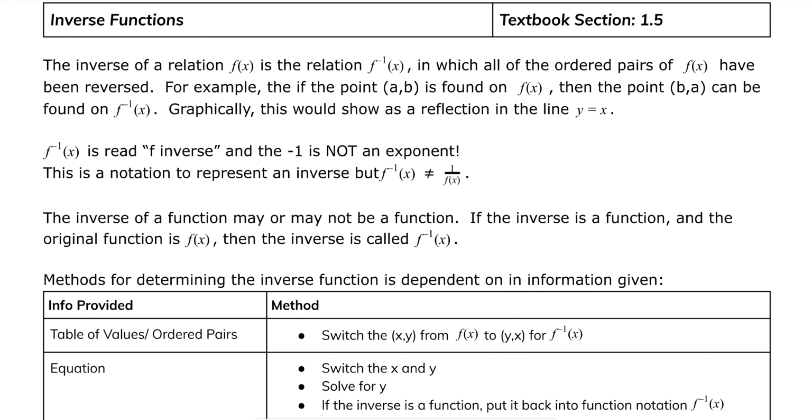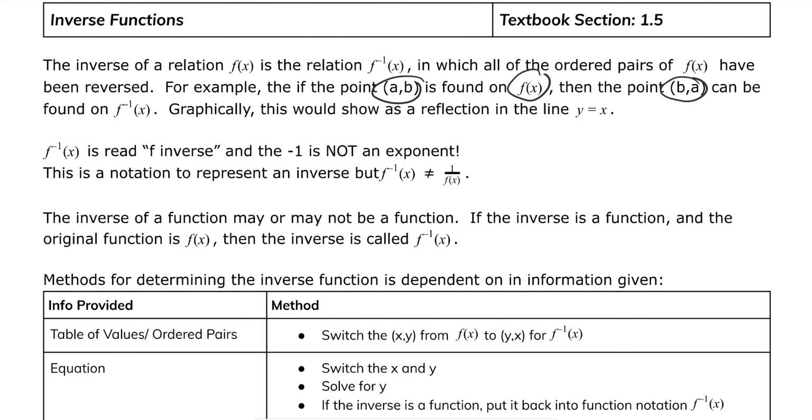Okay, inverse functions. So let's learn about some inverse functions. You can get an inverse of a function by looking at all the ordered pairs of that function and having them reversed. For example, if the point (a, b) is found in your function f(x), then the inverse would be switching the two values, becoming (b, a), and that's going to be on your inverse function.